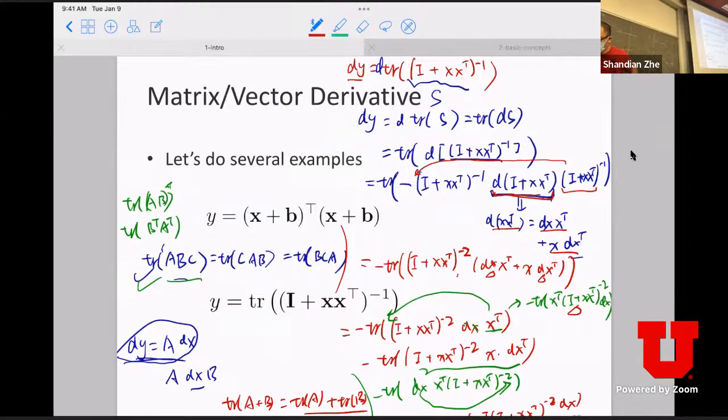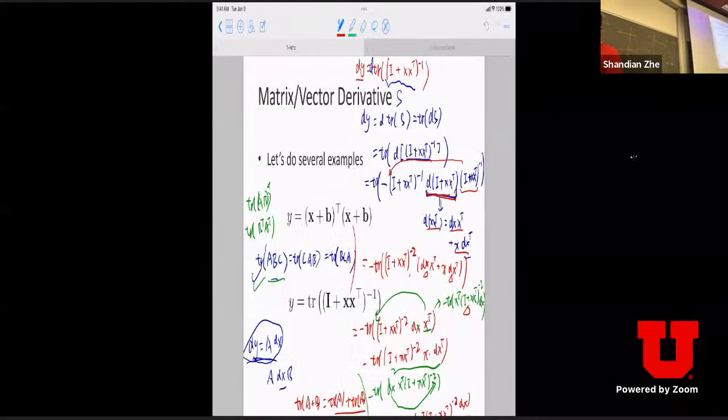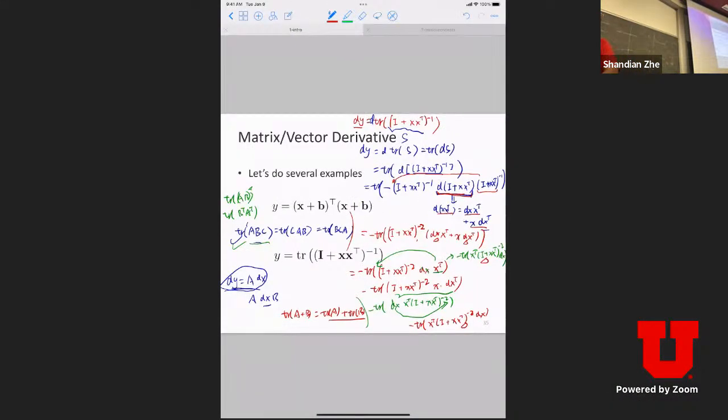What? Oh, what's wrong with that? Does this look better? Oh, this is too small, right?